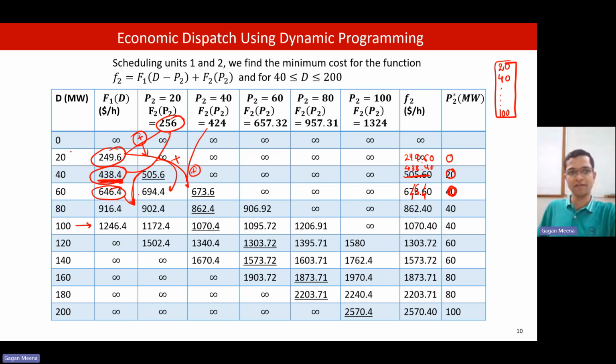Here we have four options. The next option is P2 is 40 and P1 is 40. Add these two values, 424 and 438.4, and you will get 864.4. The last option is P2 is 60 and P1 is 20. This is 246.9. Add 246.9 and 657.32. Out of these four combinations, this one is the minimum. Here this was the minimum, here this is the minimum, and P2 is 40.